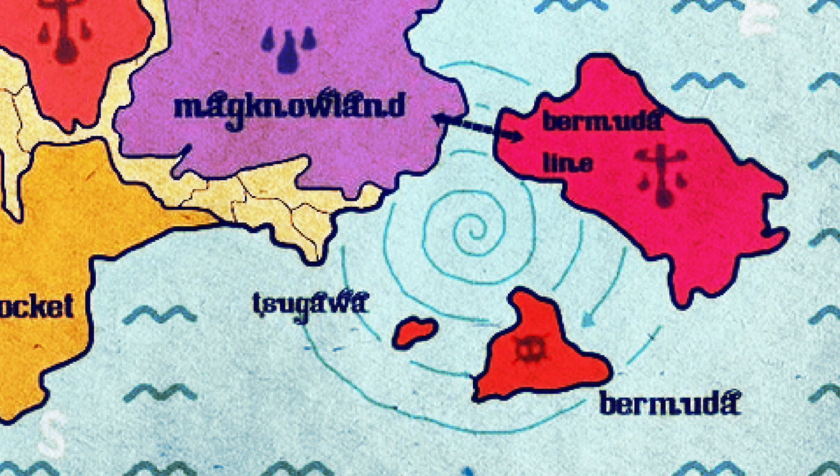In this case, Bermuda, which is obviously getting inspiration and influence from the actual stories of the Bermuda Island, and you can see that here on the map.